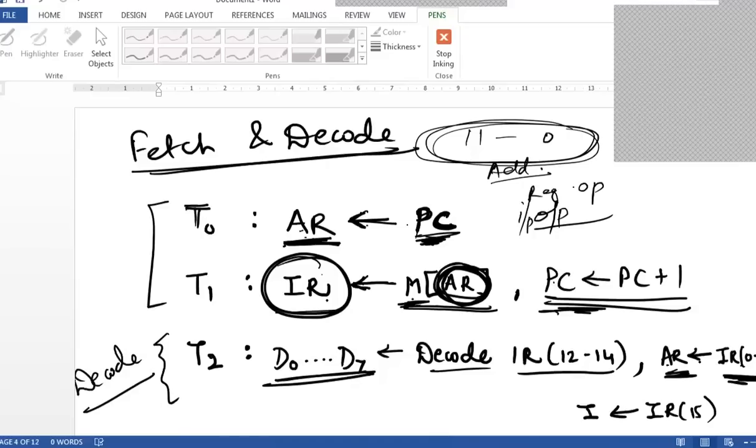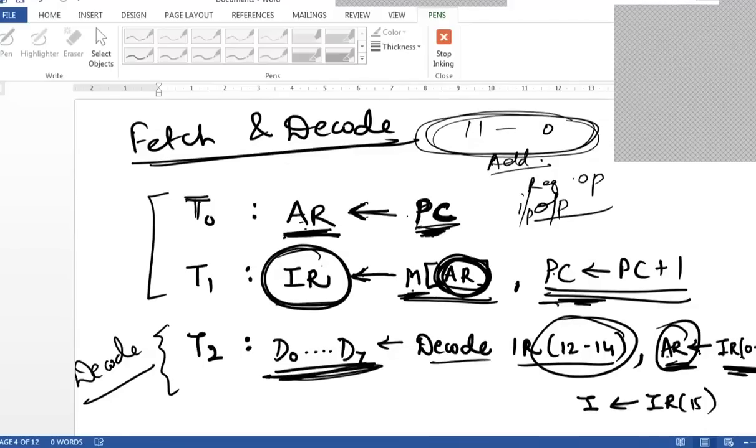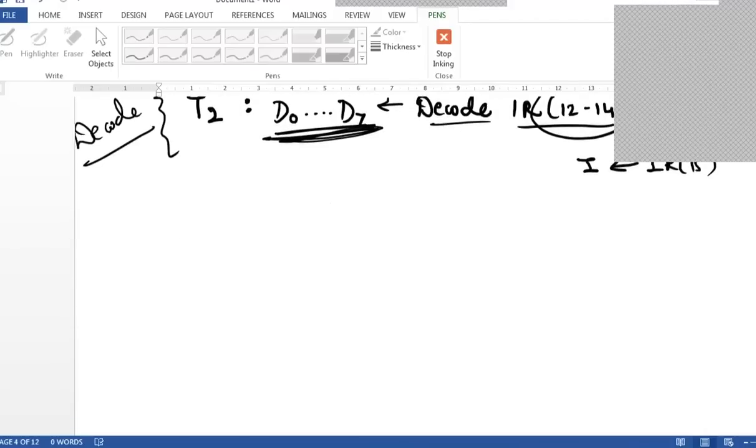हमने क्या किया? IR को break किया बस. You all know what is breaking of your IR. 0 to 11, store it in AR. Decode the bits and identify whether it is D0, D1, D2, D3 up to D7. Okay, and last bit, most significant bit, store it to I. Fine, इतना पता चल गया सबको? All of you? Good. अब T3 पे क्या होगा?